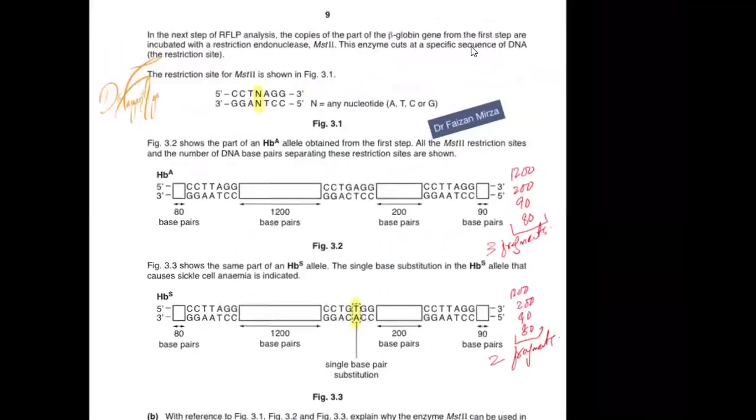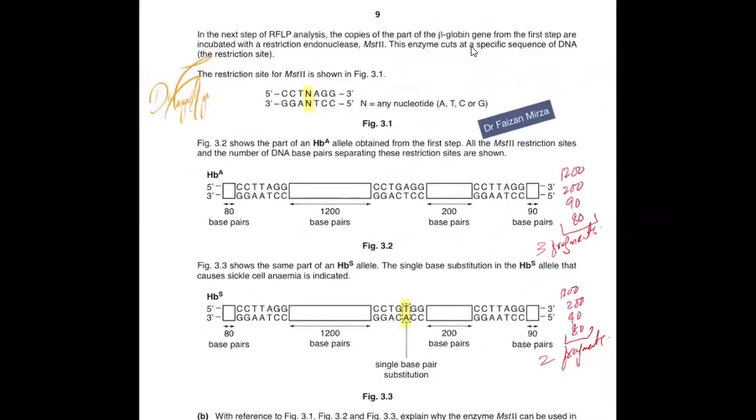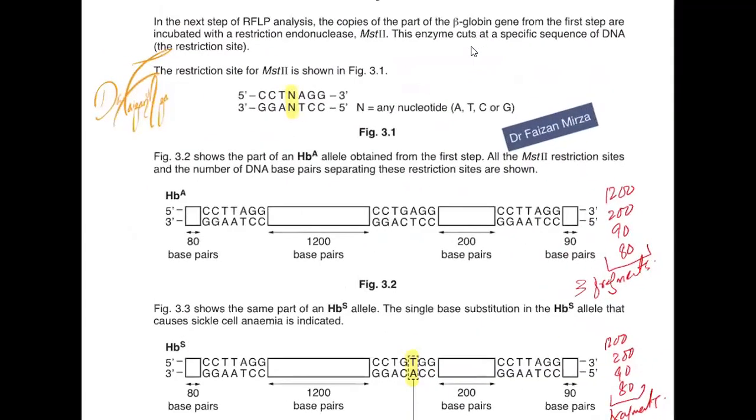Next, they are saying that in the next step of RFLP, the copies of the beta globin gene were incubated with the enzyme NstI2. The enzyme cuts a specific DNA sequence at the restriction site. The restriction site is shown to you. This is the restriction site. So you need to understand that the restriction site must have CCT at the 5' end, then N, where N can be any nucleotide, and AAG toward the 3' end. So wherever you have this situation, it will produce a cut.